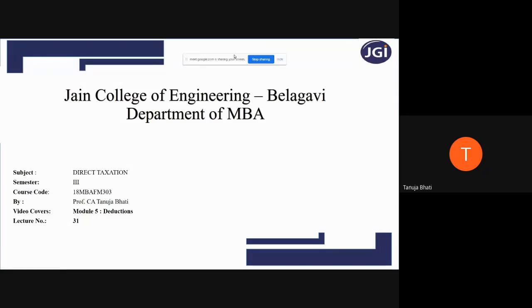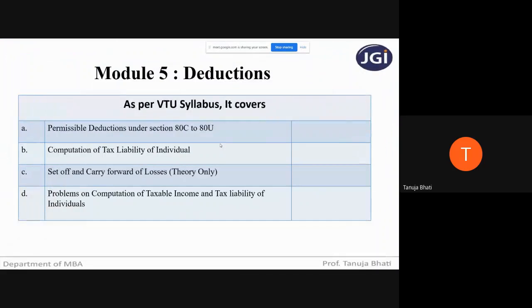So welcome students, welcome to lecture number 31, where we'll be starting with module number 5, that is deductions under subject direct taxation. Under module 5, that is deductions, as per the syllabus it covers permissible deductions under section 80C to 80U, computation of tax liability of individual, set off and carry forward of losses.